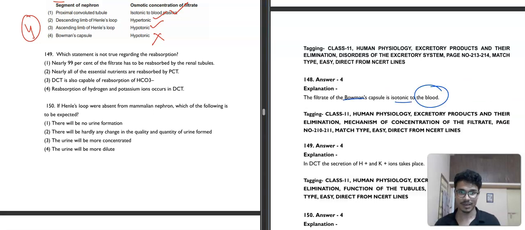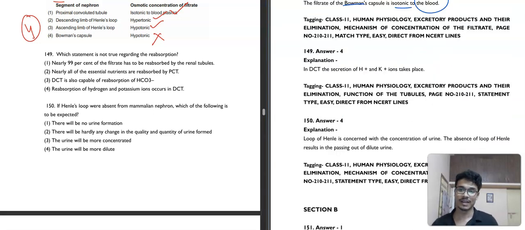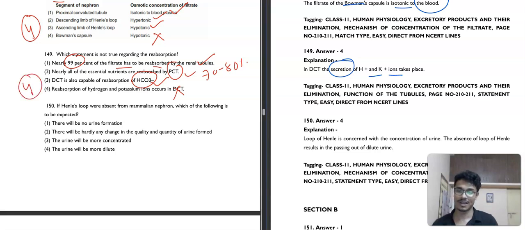Then question number 149. Which statement is not true regarding reabsorption? Nearly 99% of the filtrate has to be reabsorbed by renal tubules. It is absolutely correct. Then nearly all the essential nutrients are reabsorbed in the PCT, 70 to 80%. And DCT is also capable of reabsorption of bicarbonate ions, so it is also correct. Then reabsorption of hydrogen and potassium ions occurs in DCT. It is not correct. In DCT there is secretion of H plus and K plus ions, not reabsorption. The fourth option is our correct answer.